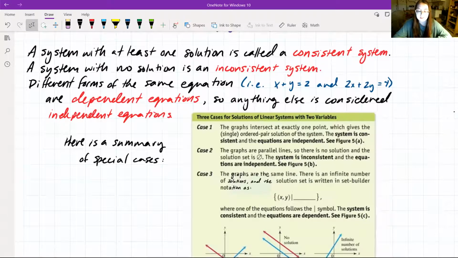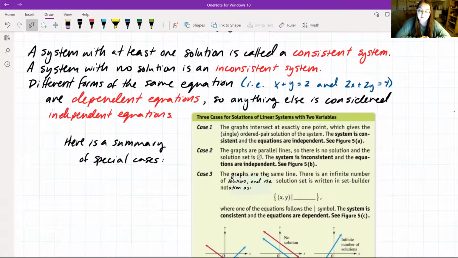Different forms of the same equation, such as x plus y is equal to 2 and 2x plus 2y is equal to 4, are known as different forms of the same equation, since we see that our second equation, 2x plus 2y is equal to 4, is just x plus y is equal to 2, but multiplied by 2. Each term in that equation is just multiplied by 2 to give us this new equation. So we're really dealing with the exact same equation. We've just scaled it up by 2.